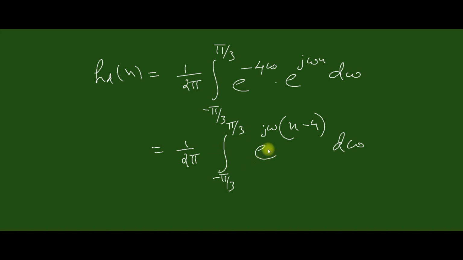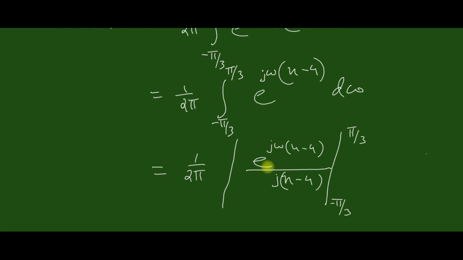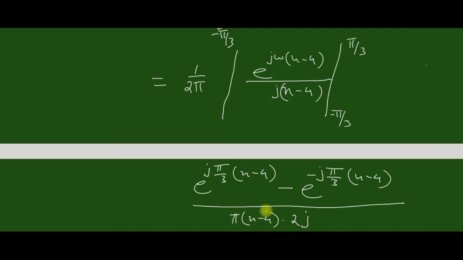Simplifying, we get e raised to j omega into (n minus 4) d omega. Computing, we get the expression in this form. Substituting for omega equal to pi by 3, we get an expression like this. Here we can see this is in the form of e raised to j theta minus e raised to minus j theta divided by 2j, which is equal to sine theta. So we can replace this part with the sine term.